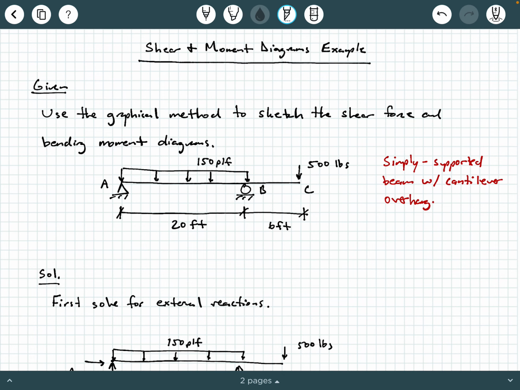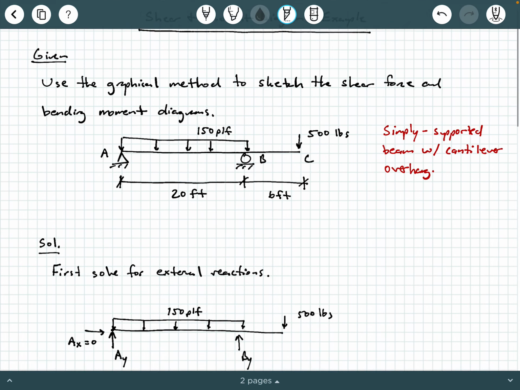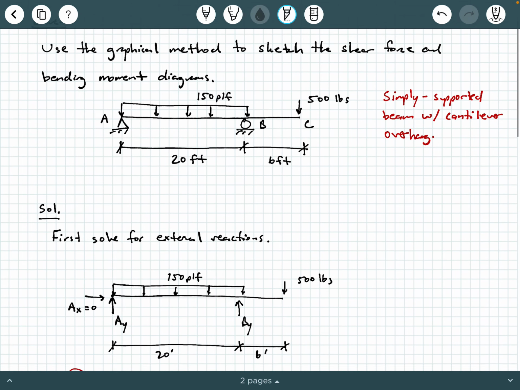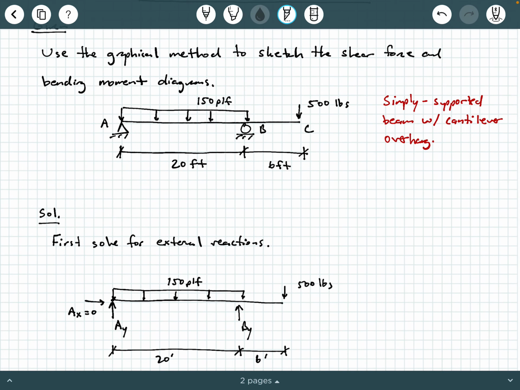To get started with the graphical method, the first thing we're going to do is solve for external reactions. Now, we should be pretty comfortable with solving for external reactions by this point, so I've already written out the work for it. I'm going to talk us through it, but I'm going to move through it pretty quickly so we can actually get to the shear and moment diagram part of this example.